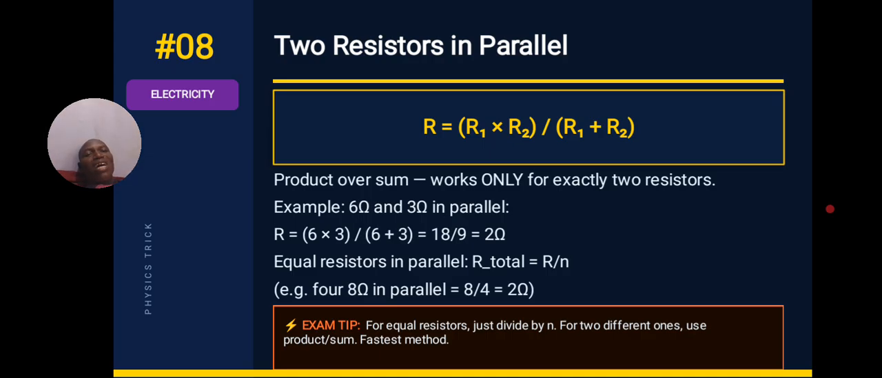As simple as that. For equal resistors, just divide by n. If the resistors are equal, just divide by the number of resistors. For example, let's say 4 resistors in parallel, and each of the 4 is 8 ohms. So it will just be 8 over 4. I hope you get that.